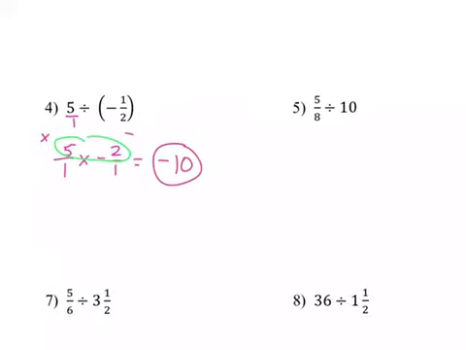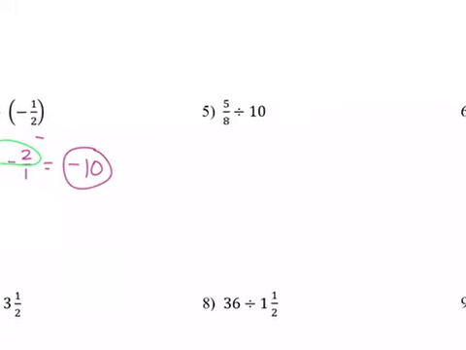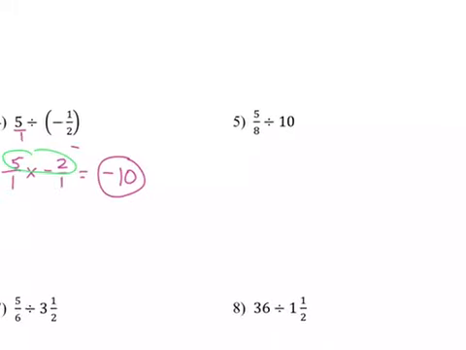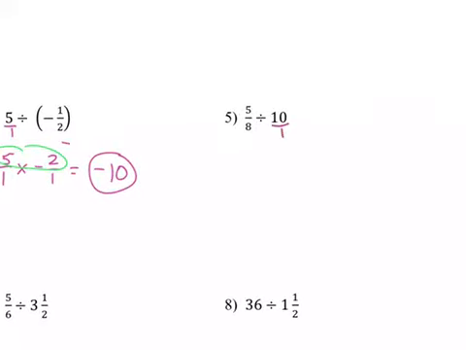Okay, on number 5, the only fraction I have to change is that whole number 10. What do I do? Put a 1 under it. Change your fractions before you start keep, change, and flip. You don't want to flip and you flipped it backwards. So 5/8 times 1/10. Keep, change, flip.